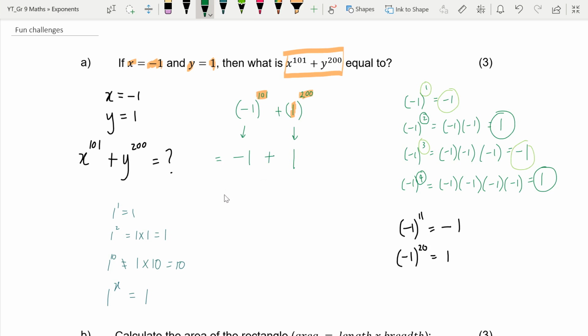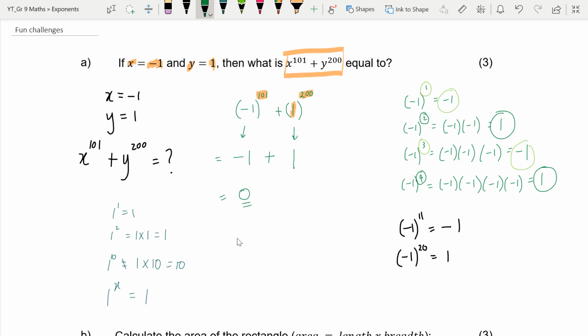And when we add them, -1 plus 1 is equal to 0. So x to the power of 101 plus y to the power of 200, considering that x is -1 and y is equal to 1, is just equal to 0. Let me know what you think about this question. Maybe you could have done it in 5 seconds, and that's perfectly fine. But remember, we're trying to develop a concept. We're trying to see the need for sometimes to go spot patterns.